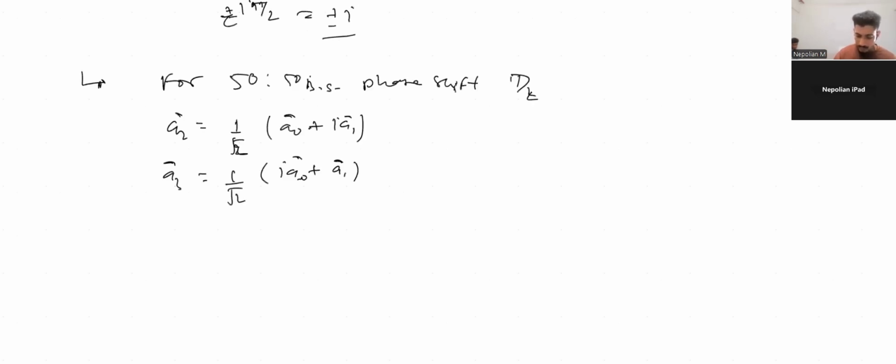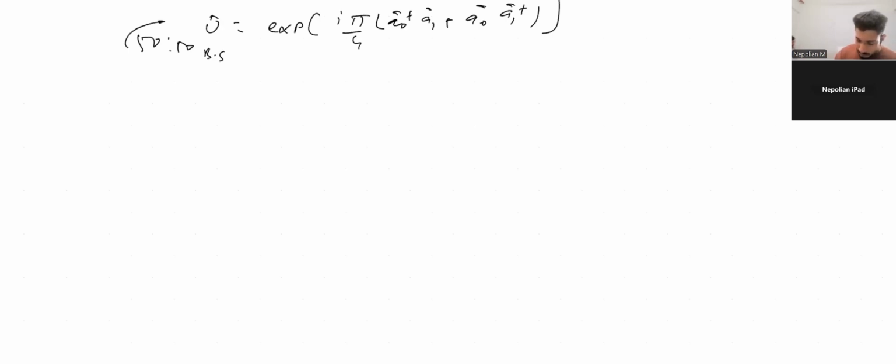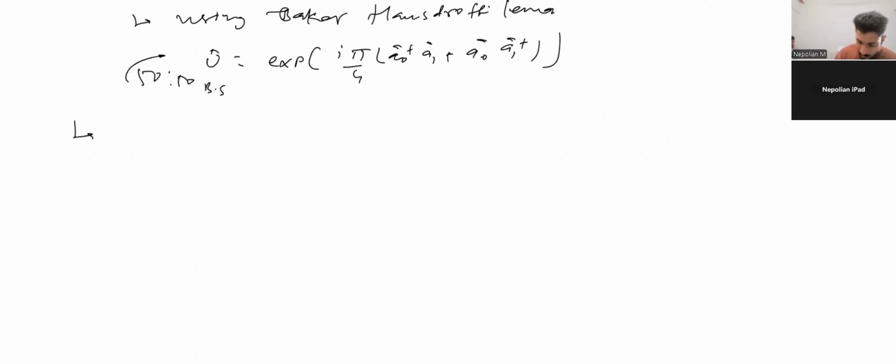So the above transformation from A0, A1 to A2, A3 is a unitary transformation. This can be obtained using the Baker-Hausdorff lemma, where the unitary matrix is the exponential of i pi by 4 times (A0 dagger A1 plus A0 cap A1 dagger). This is for a 50-50 beam splitter. So the above was the Heisenberg picture.